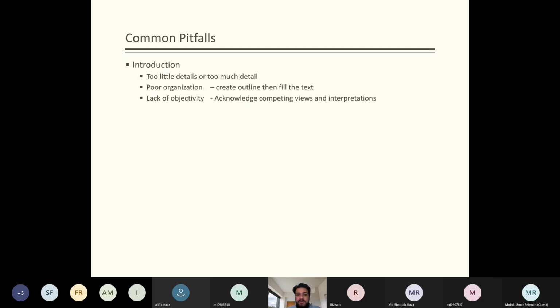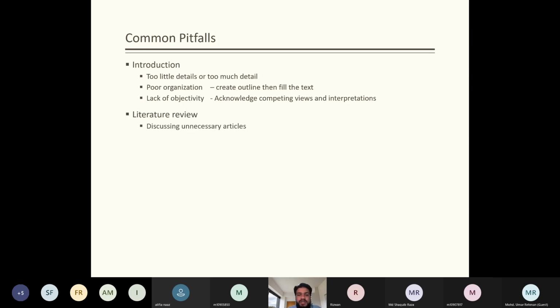We have a lack of objectivity. Well, for the organization thing, what you do is write some basic strong sentences, the gist of your paragraph, and then you fill in the text. You go into a little bit of detail about that particular paragraph.